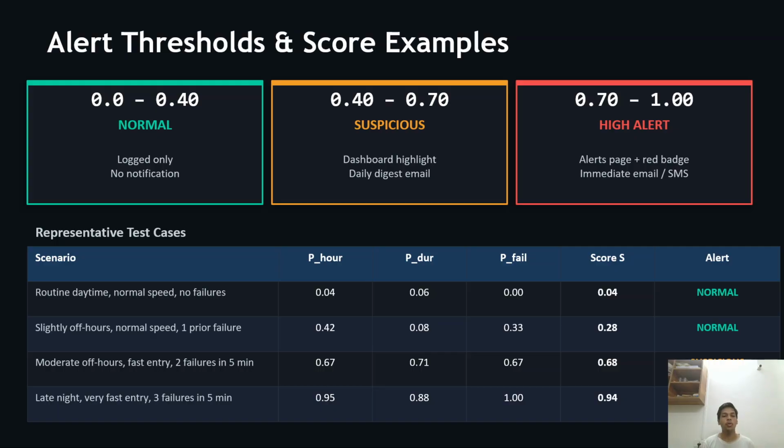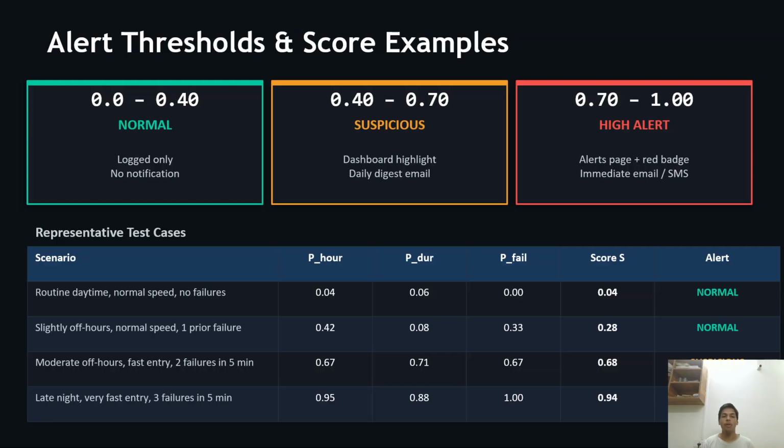Let me walk you through the 4 test cases in the table to make this concrete. Row 1. Routine daytime access, normal entry speed, no recent failures. All 3 penalties are near 0. Final score 0.04, which is normal. Row 2. Slightly off hours, normal speed, 1 prior failure in the window. P off hours comes up to 0.42, P fail at 0.33, and weighted sum is 0.28. Still normal, but getting there.